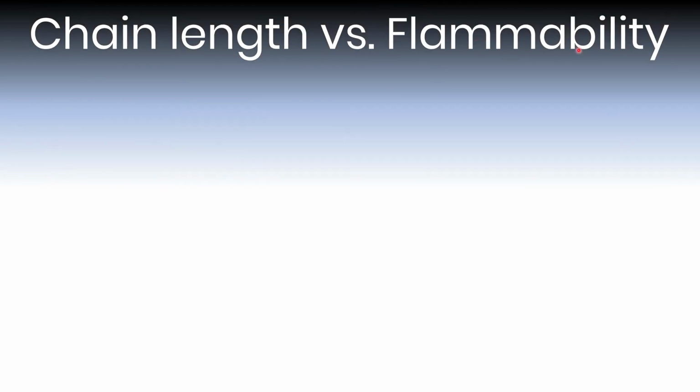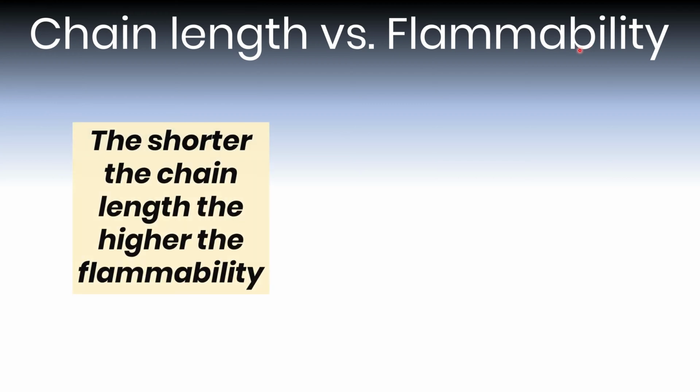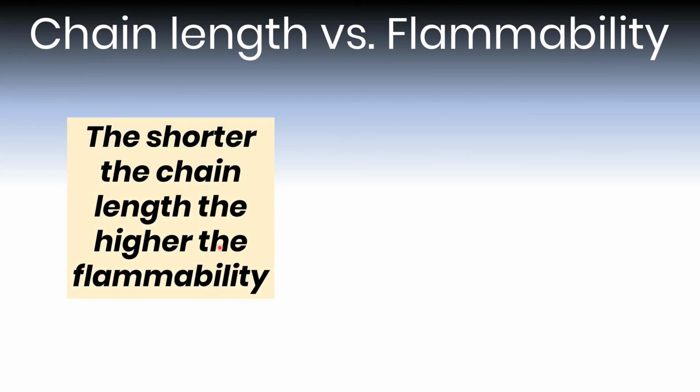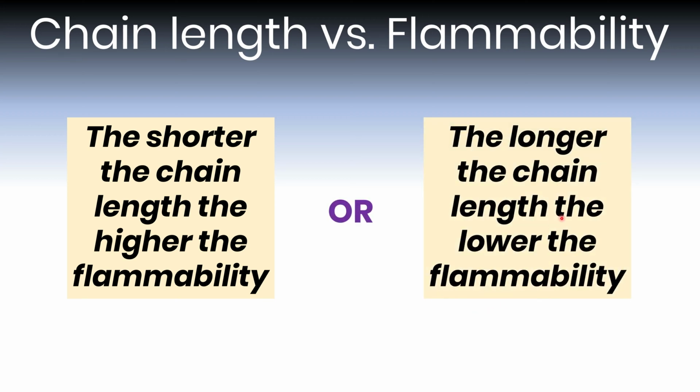Flammability follows the opposite trend. We actually find that the shorter the chain length, the higher the flammability. So short chains like methane are very, very flammable, whereas longer chains like C70, for example, have very low flammabilities. So we could also say that the longer the chain length, the lower the flammability.